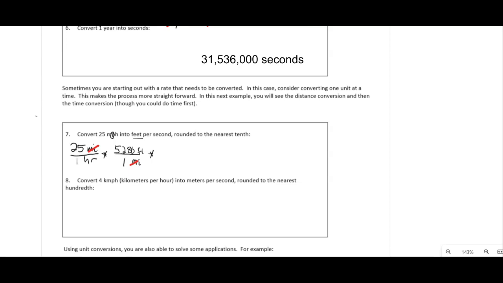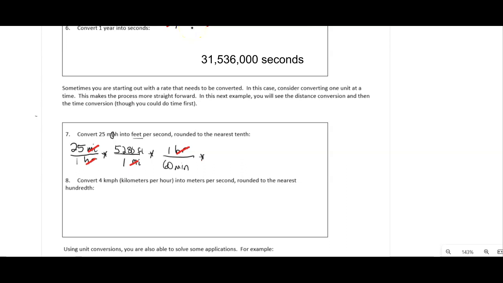For hours, so I have hours in the denominator, I need something with hours in the numerator, and I know that 1 hour is 60 minutes. That converts our units. Currently, if we work the numbers out, we'd be in feet per minute. They want feet per second. We're not quite done. So let's convert.